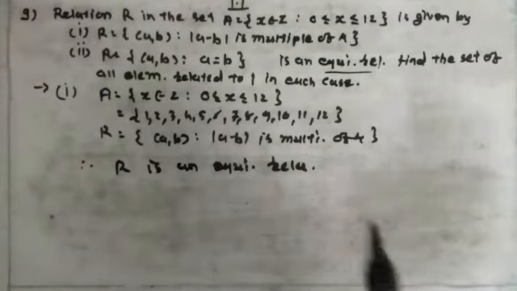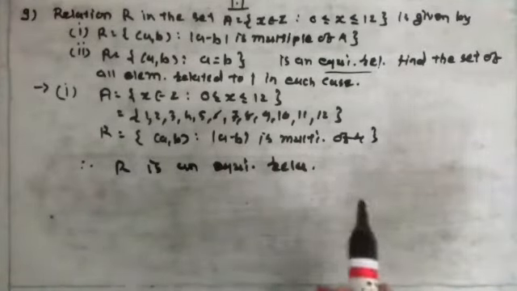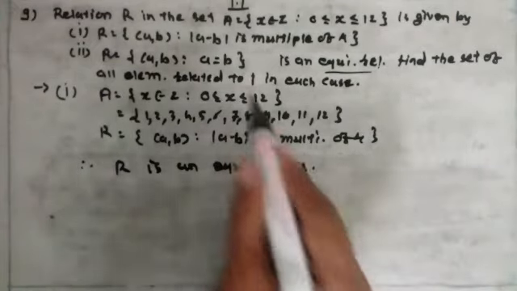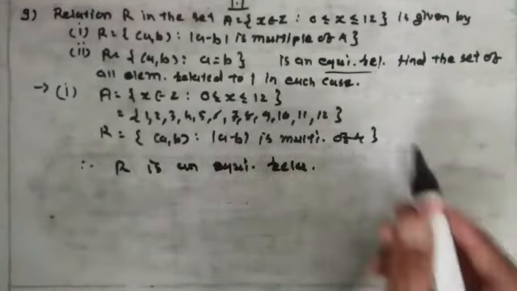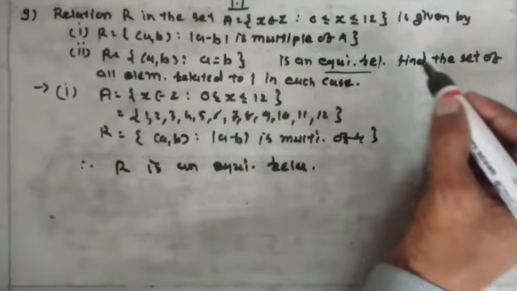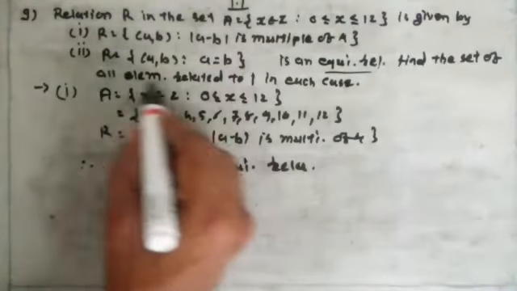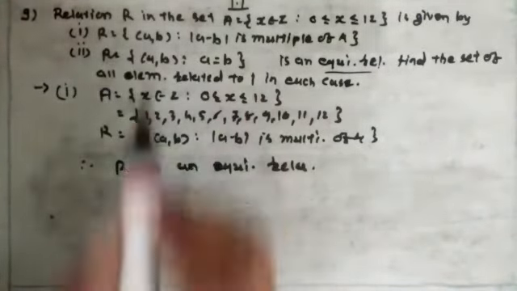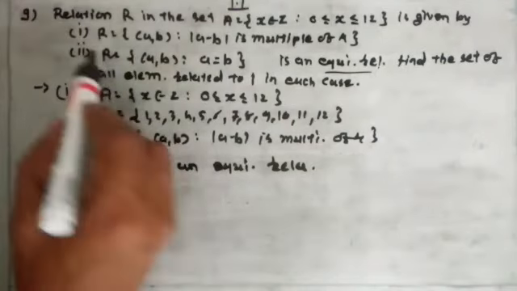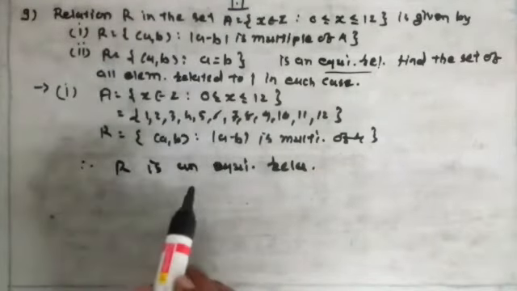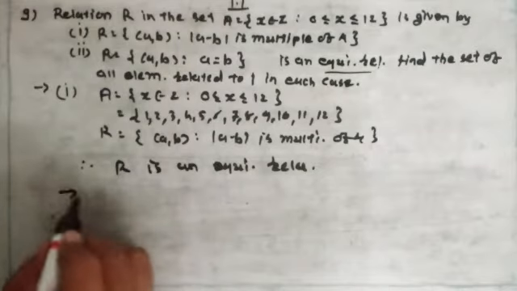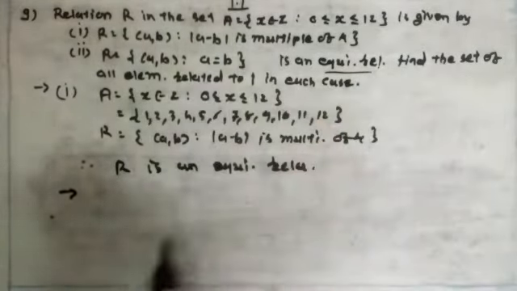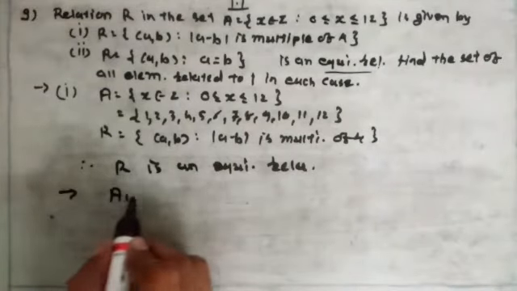You are able to solve this question. So try to solve this question yourself. Now find the set of all elements related to 1 in each case. Here for the first, if we take 1 belongs to A, we want to get the equivalence class containing 1, that is A1.